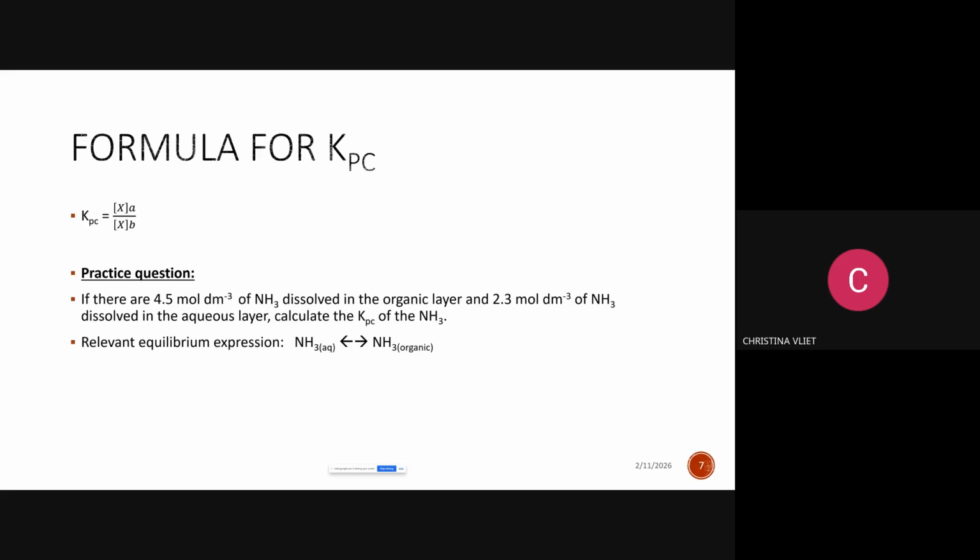So KPC turns out to be this. It's a ratio of my solute in two different solvents, where A stands for the concentration in solvent A, and B stands for the concentration of it in solvent B. One of the things to be aware of is KPC is unitless. What do I mean by that?